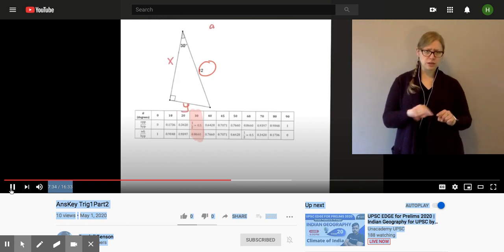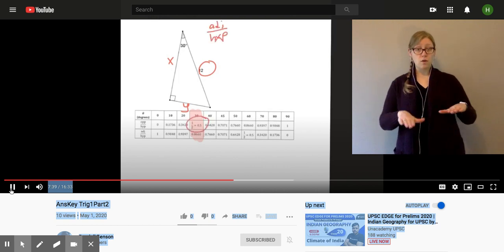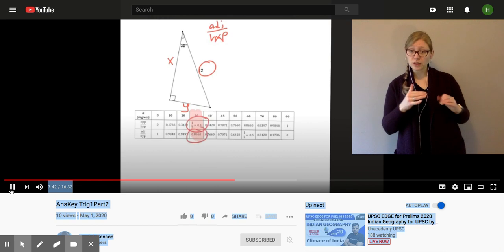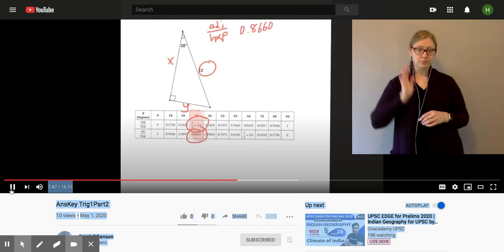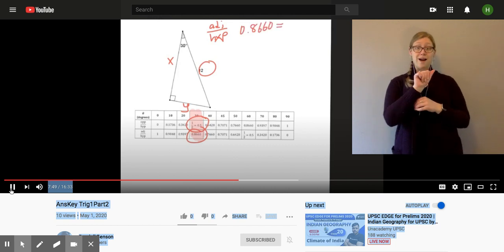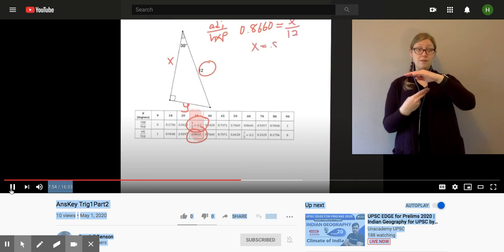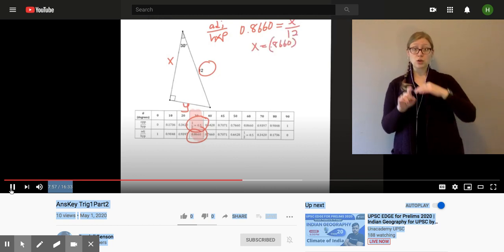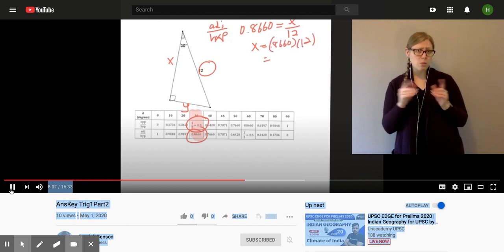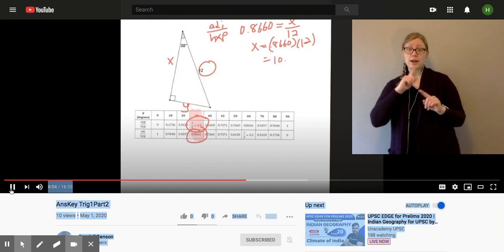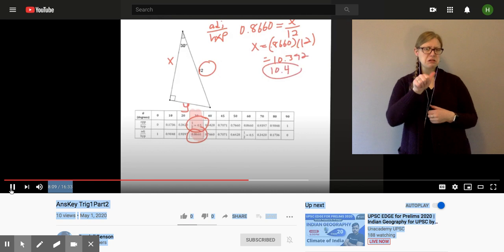So if I'm looking at the adjacent over hypotenuse, that's equal to 0.8660. And so the adjacent side is X, the hypotenuse is 12, and so my answer is going to be 0.8660 times 12, which is going to be a number smaller than 12. And that comes out to be 10.392. So we're going to say 10.4 would be the adjacent side.